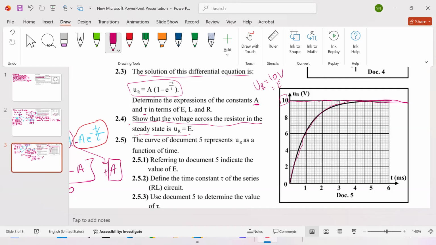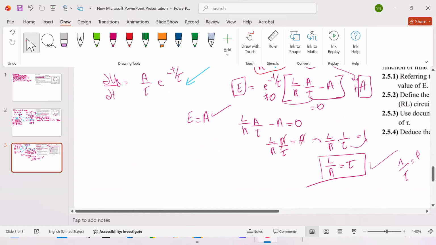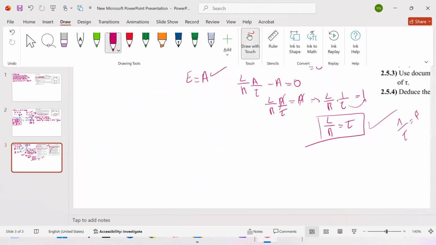You have to use your solution. Always go back to your solution if you don't know a specific number. So I write my solution in front of me. It's my escape, and the differential equation too. They are really important. UR equals A times 1 minus e to the minus t over tau. Okay? They told me at the steady state, that means the time is very big already because we already reached the steady state. So what do I say?